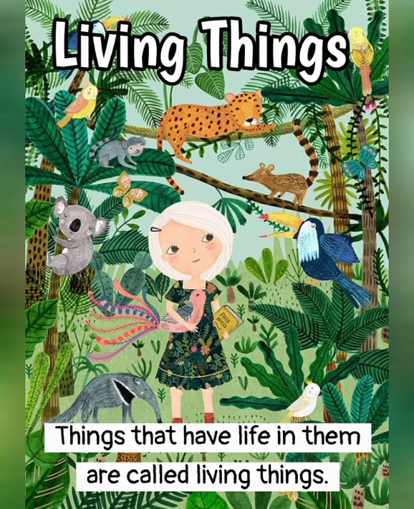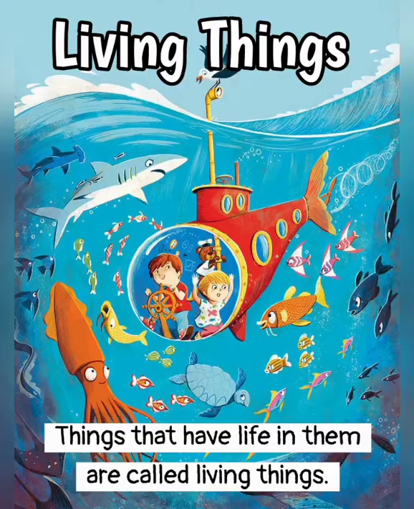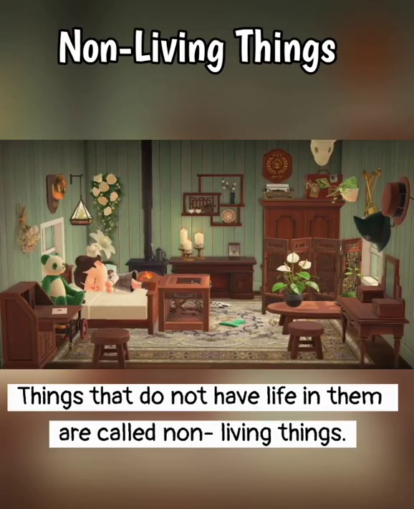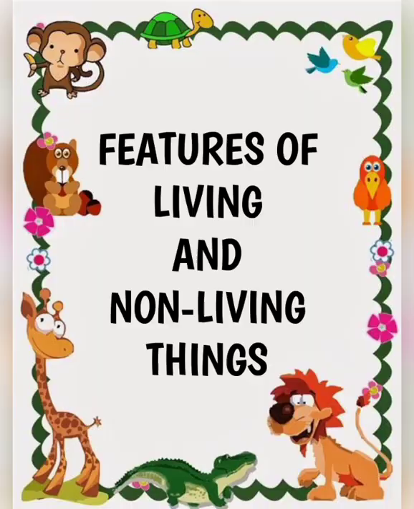Living things are those that have a life. Trees, plants, human beings, animals, birds, fish, these are living things. Non-living things are those that do not have a life. House, bed, table, car, book, etc. Living things are very much different from non-living things based on certain features. Shall we go into more details?